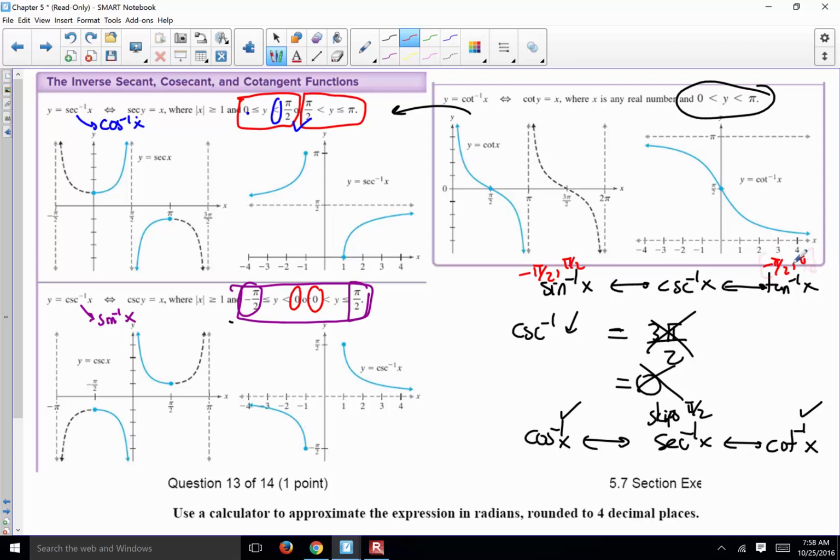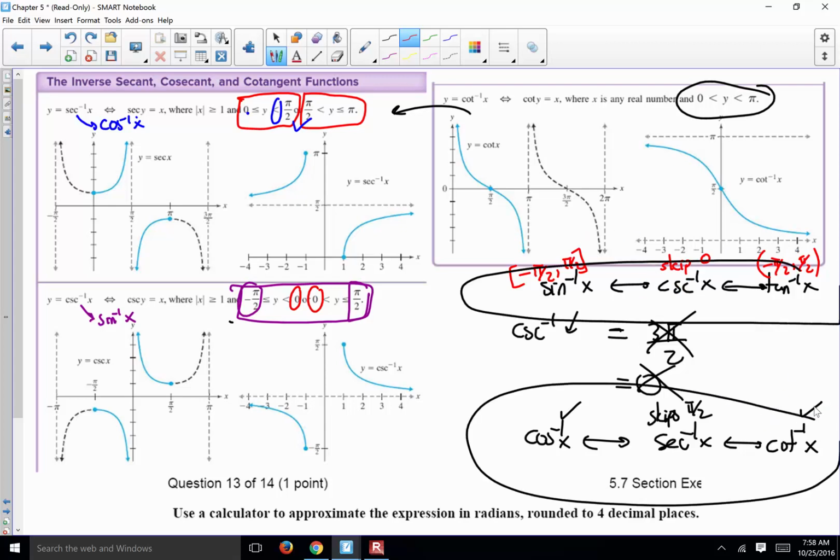Tangent, however, doesn't attain those end values. Tangent at 90 or minus 90 is undefined, but sine is well defined. Cosecant inverse, however, is skipping the mid value, the value at 0. We don't know cosecant at 0. But other than that, minus pi over 2 up to pi over 2 is fine. So these three are a group, and these three are another group. Okay?